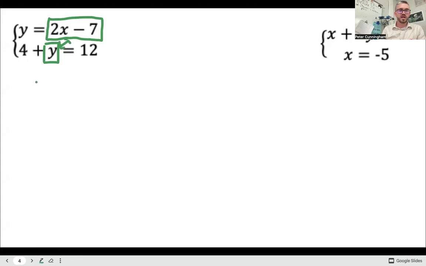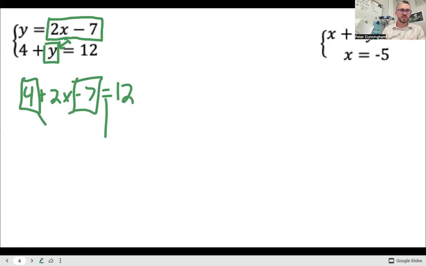So I am going to write this equation as 4 plus 2x minus 7 equals 12. All right, I can combine 4 and -7 to give me -3. Some people wrote 2x minus 3, same thing. Okay, so add 3 to both sides.